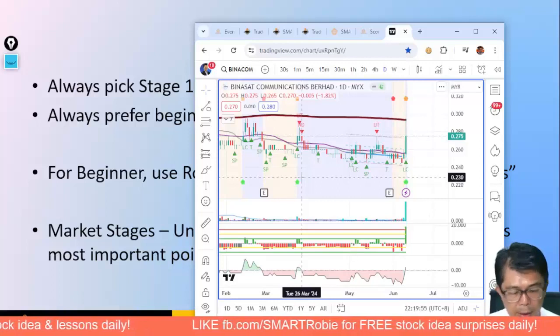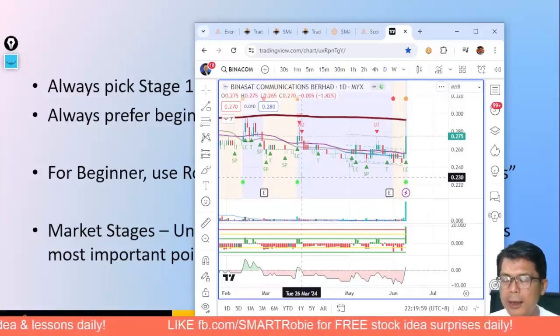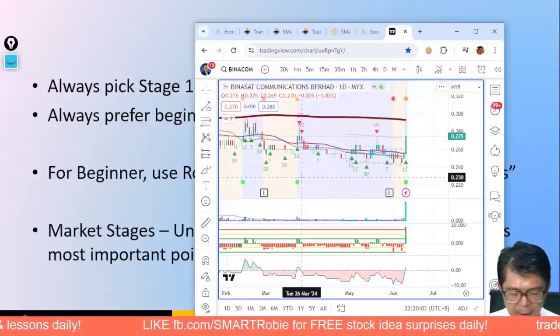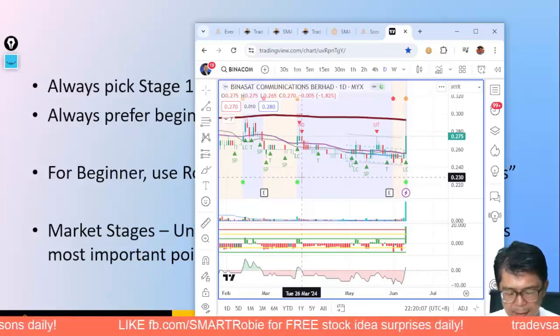Okay, I'll rotate the chart here. Looking at Benacom, it's up 7%. Do not get attracted by the high number that you see here. Okay, so when you look at this, you switch to a 6-month.